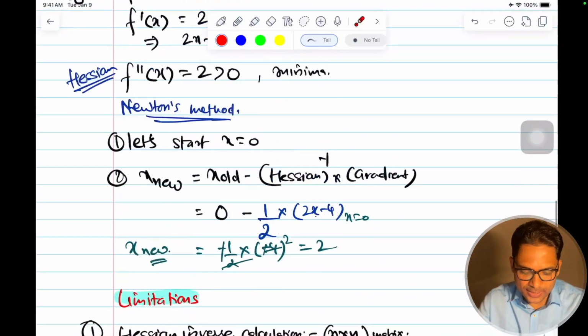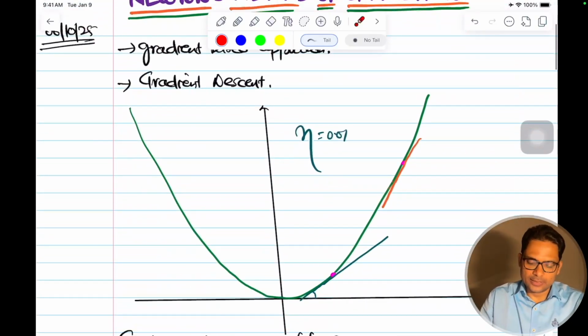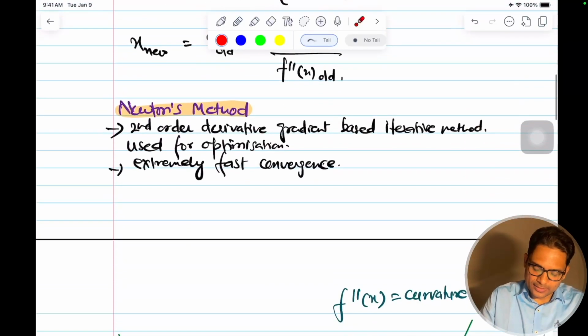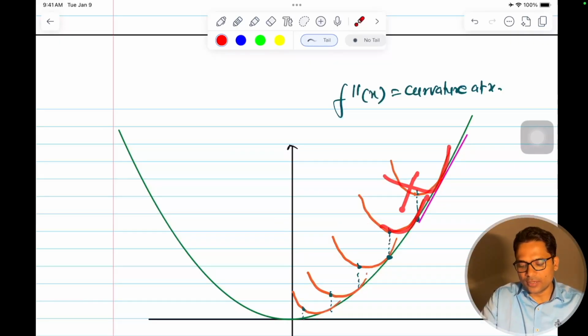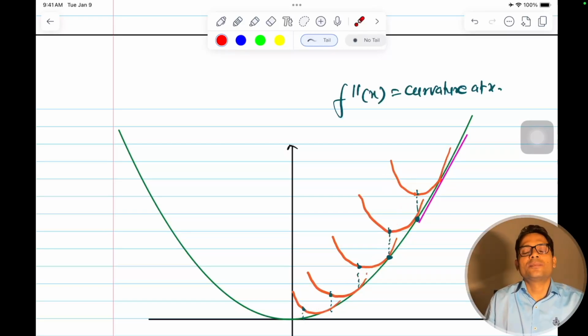Okay, I hope Newton method is clear. It is very important. This gives you one more way of how approximations work, and how you can come down and converge very fast to the optimum minima.